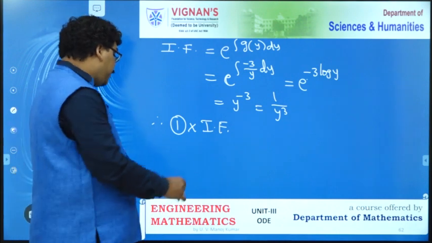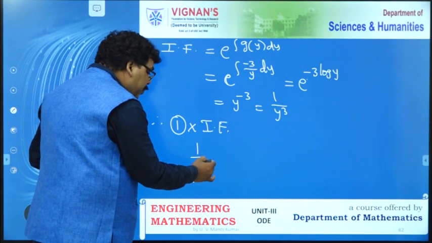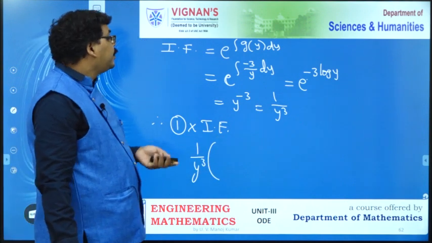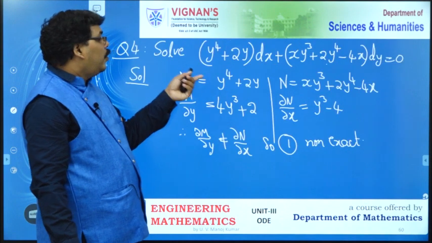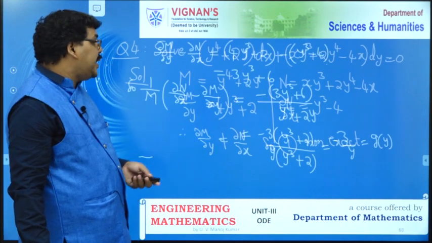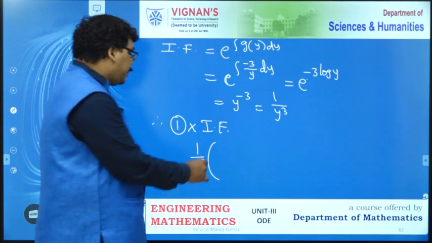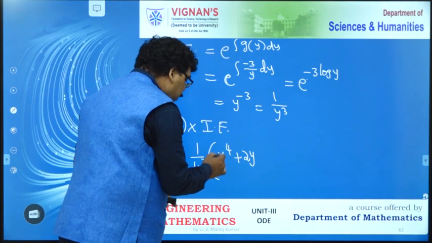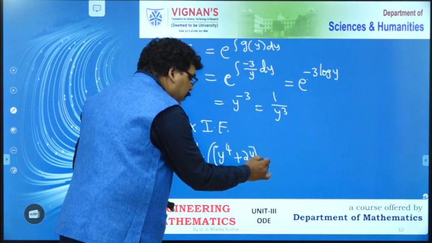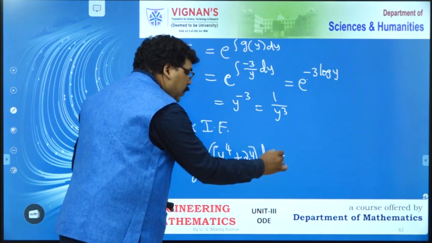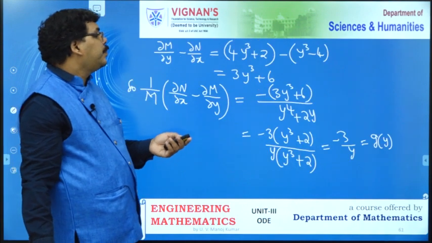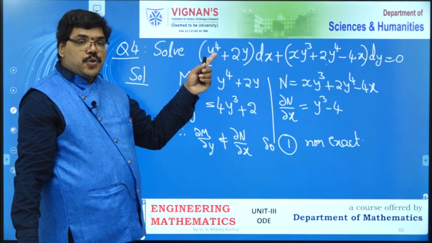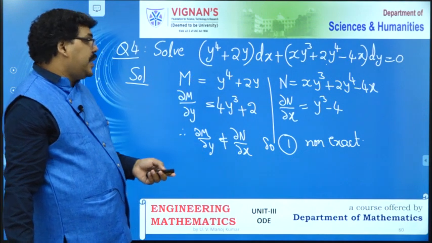After finding the integrating factor, multiply the given differential equation with the integrating factor. So what I will get? 1 by y cube into the given differential equation, (y power 4 plus 2y) into dx, plus (xy cube plus 2y power 4 minus 4x).